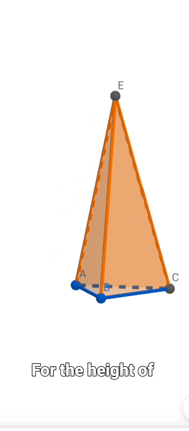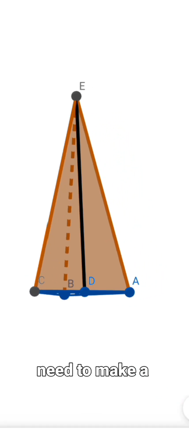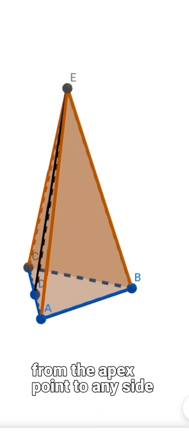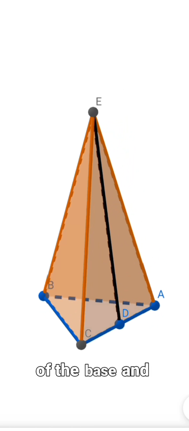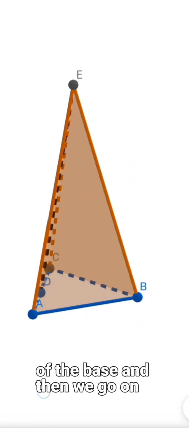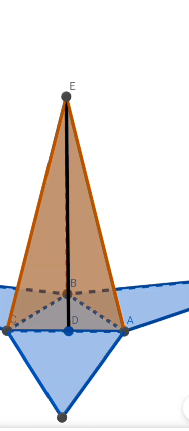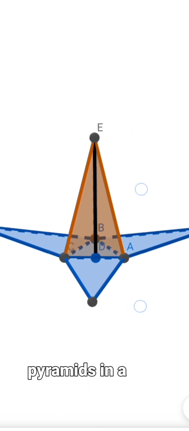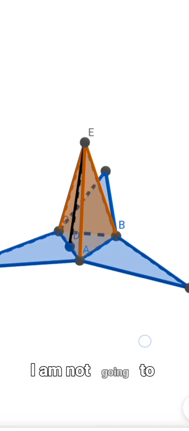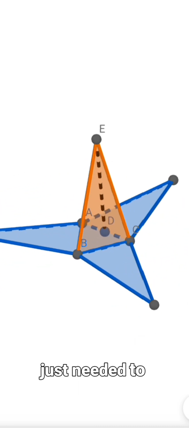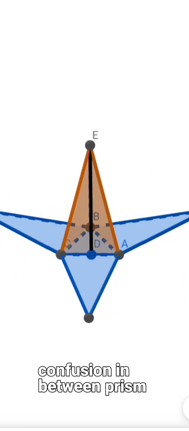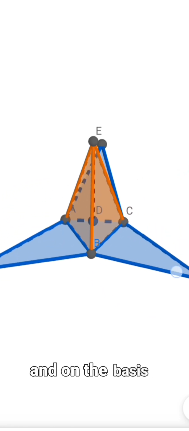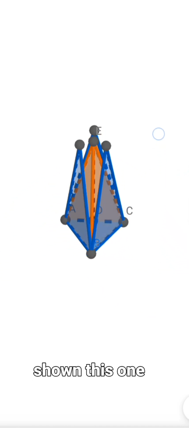For the height of the pyramid, we need to make a perpendicular from the apex point to any side of the base, and then we go on with the formulas. I have already covered all the theory and formulas of pyramids in a separate video, so I am not going to take it further. I just needed to clear the confusion between prism and pyramid, so I hope it is clear. And on the basis of net also I have shown this.